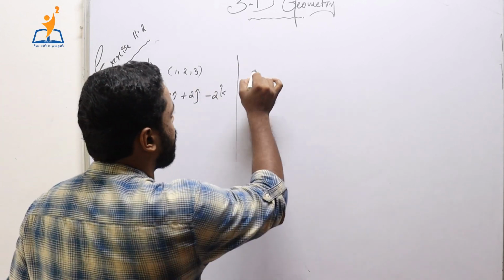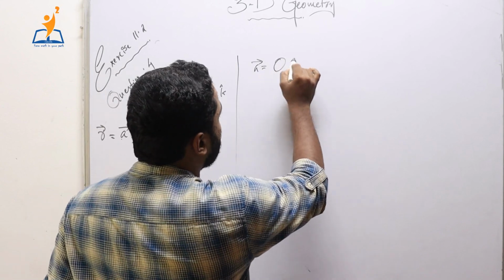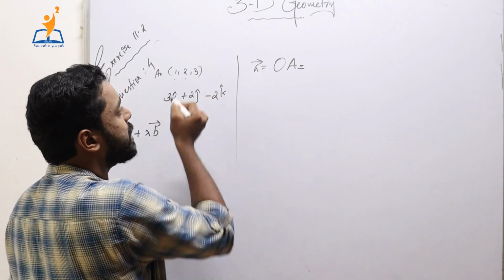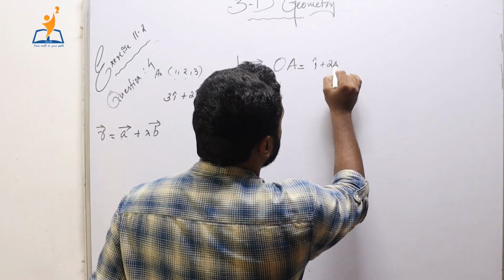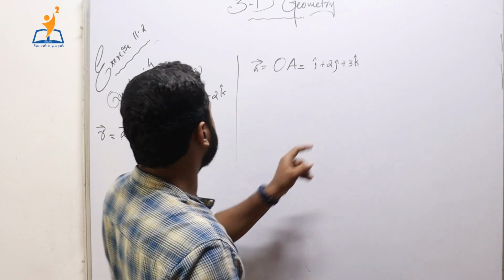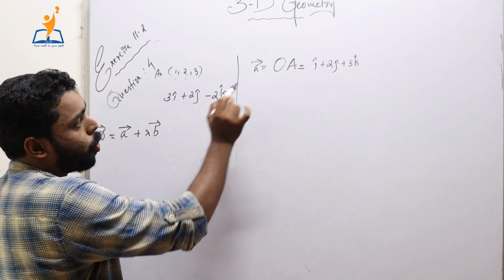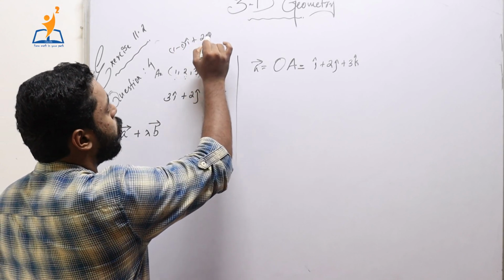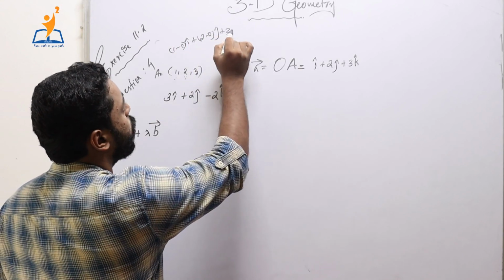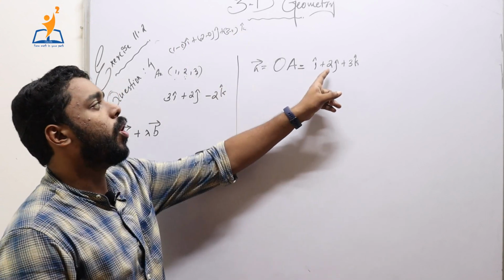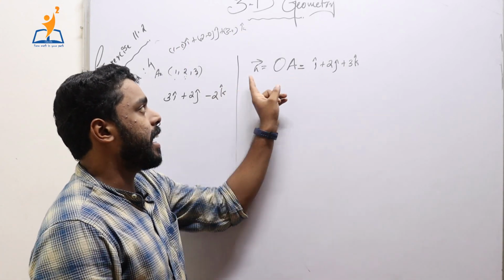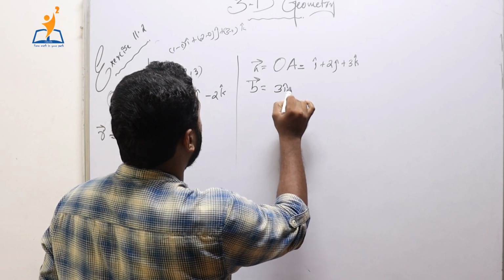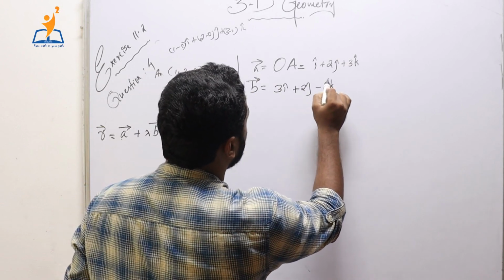Then the position vector, small vector a, is nothing but the position vector of the point A, which is equal to î + 2ĵ + 3k̂, isn't it? See, here the coefficients are nothing but the coordinates of the point, since OA is nothing but (1 − 0)î + (2 − 0)ĵ + (3 − 0)k̂. That's why we got the position vector of A as this, and that is named as small vector a. And also vector b is given as 3î + 2ĵ − 2k̂.